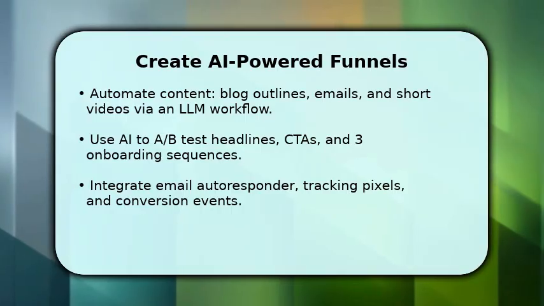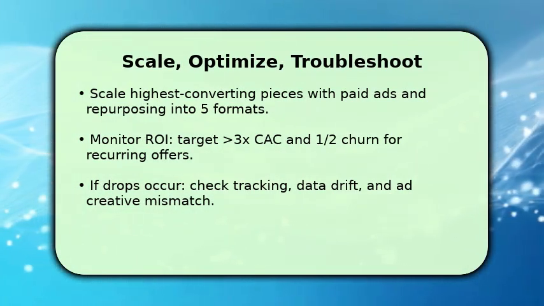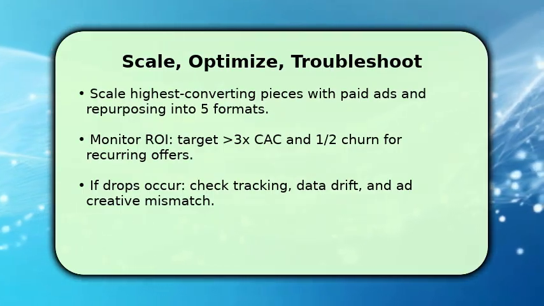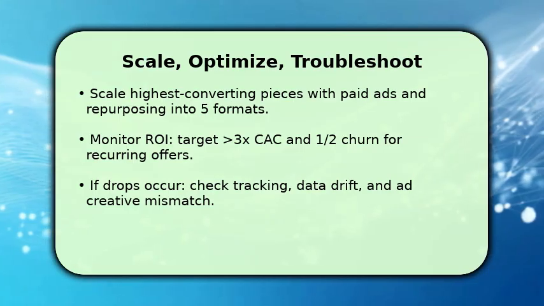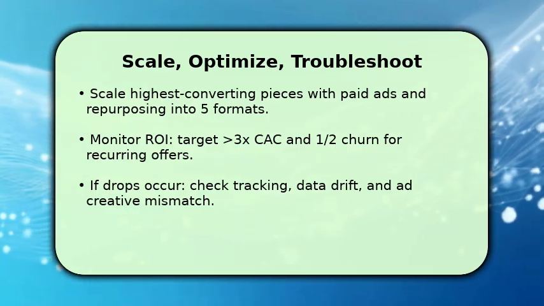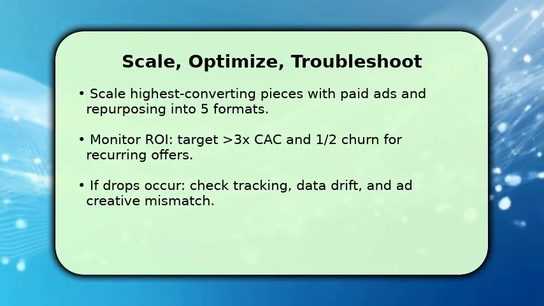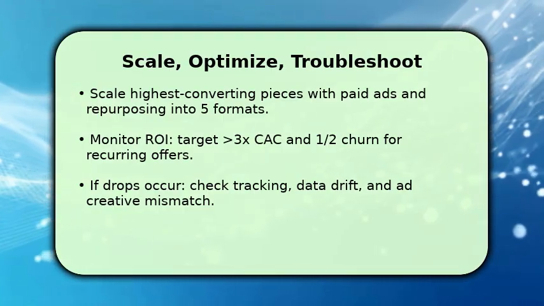Finish by scaling what works and locking in profitability. Double down on top assets with paid amplification, and repurpose them into email, short video, and social snippets. Continuously optimize by feeding conversion results back into your AI prompts, so it improves headlines, hooks, and targeting. Track ROI closely. Aim for at least 3 times CAC or steady recurring revenue.